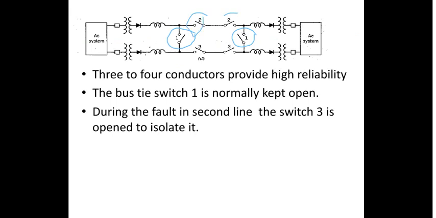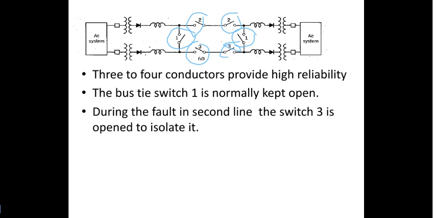So now you have got a lot of flexibility here in case there is some fault in the system, or one particular part of the system is required to be shut down for maintenance or something like that. You can definitely understand how it is possible for us to have the diversion of the power here, right? So now 3 to 4 conductors provide high reliability.